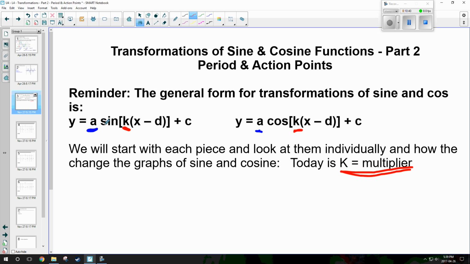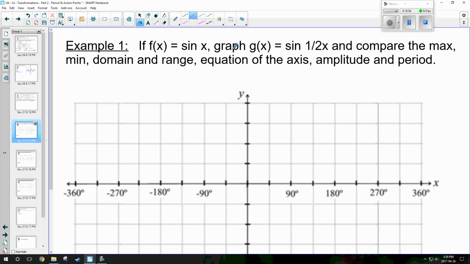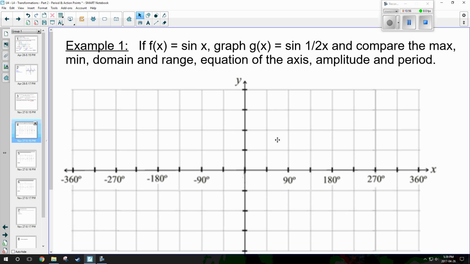So A stood for amplitude, K, it's called the multiplier. And that's what we're going to be looking at and investigating how that changes our graphs today. So you guys should have this handout already, so you're just filling in the key pieces as we go. So example number 1 we'll do together.